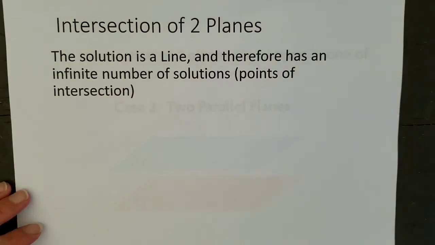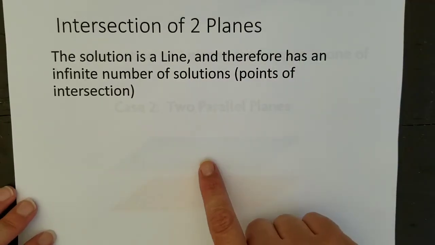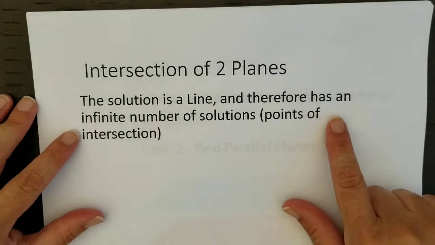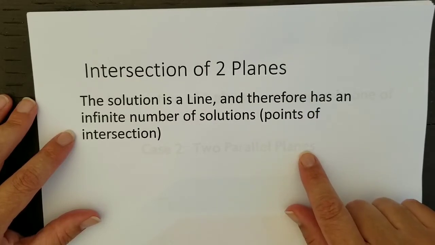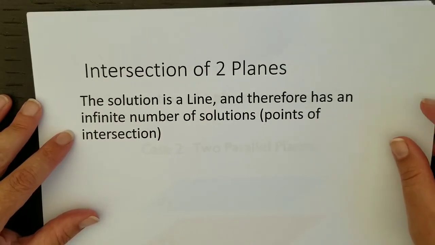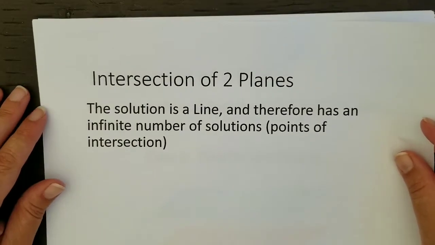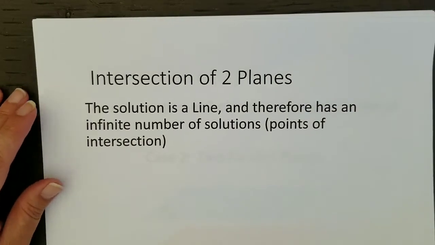There's two more cases though. So in case one, the solution is a line, so it is an infinite number of solutions, but those points follow the specific equation of the line of intersection. So there's no point of intersection of two planes, but there would be a line of intersection.